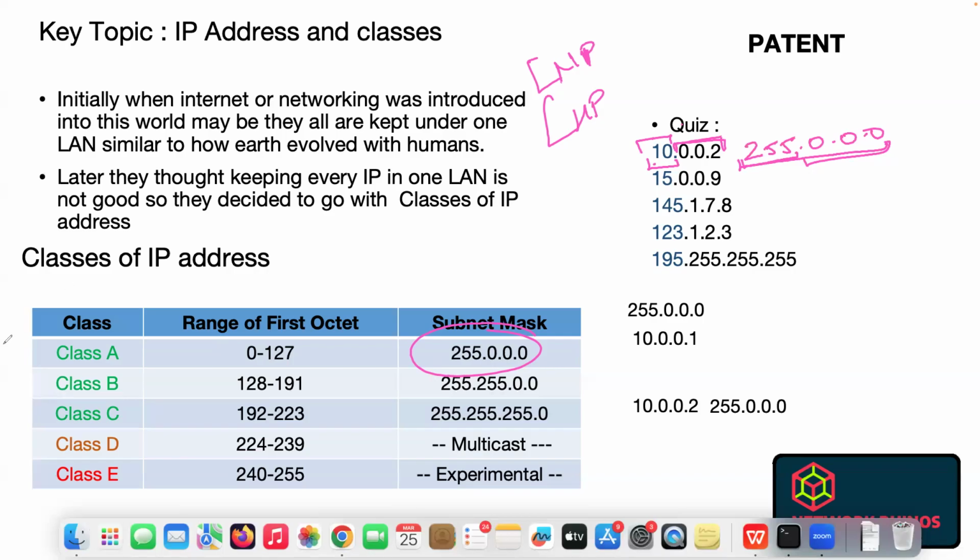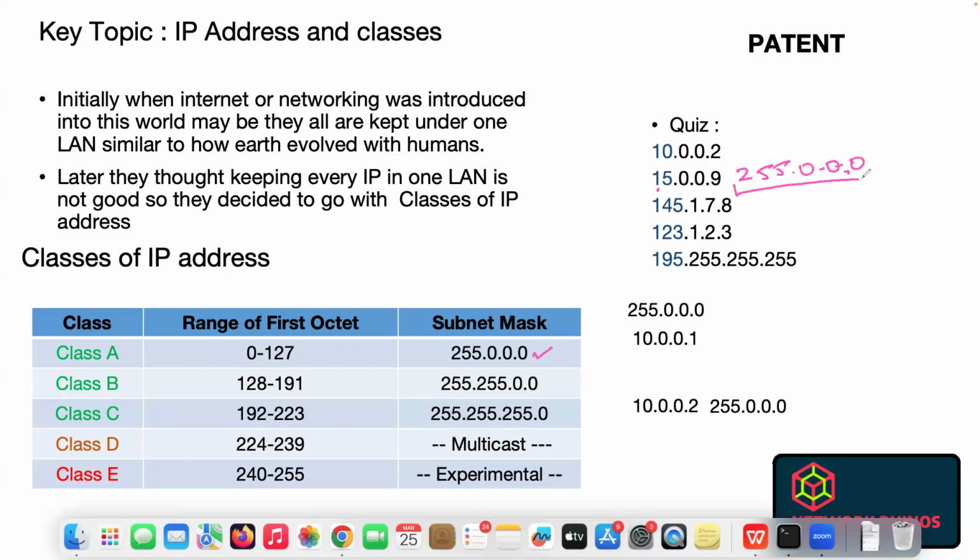Let's try one more time. This is what? Class A. Class A means I'll get 255. If I take this and put it on top of this IP address, below 255, which number will I get? 15. So the network portion is 15. Below 000, what will I get? 0009. So the host portion is that. Simple.